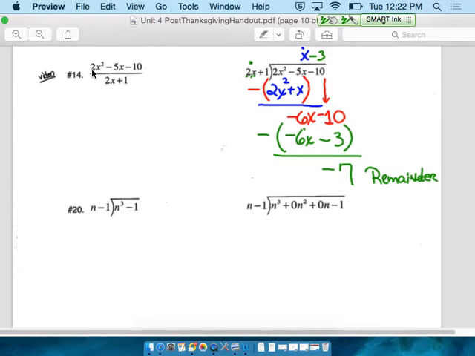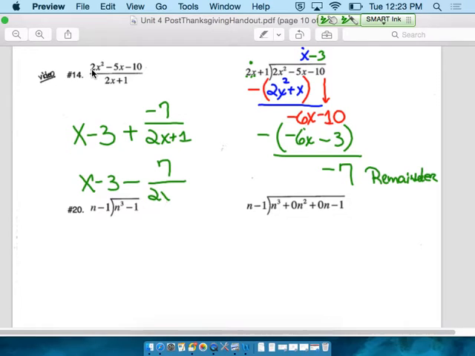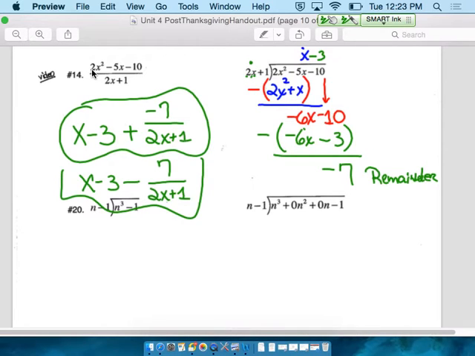So the way you would present your final answer, you would have a quotient of x minus 3 plus the remainder over the divisor. Or you could present your answer as x minus 3 minus 7 over 2x plus 1, since the remainder is negative. And you could just simply leave your final answer in either format that's given.